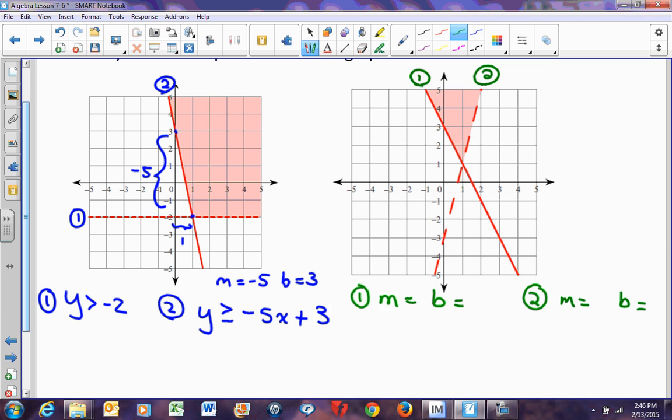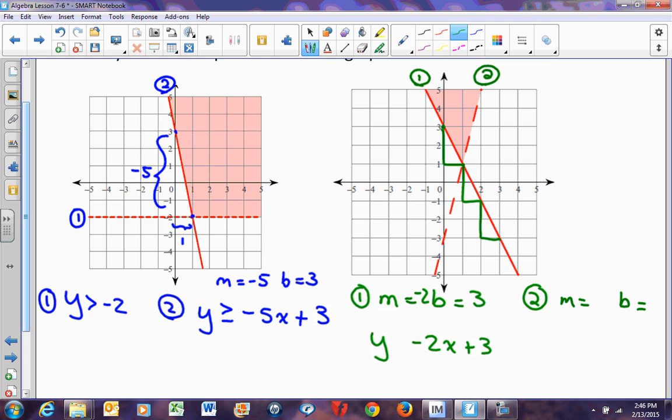In equation 1, my solid line. If I look at this, I can see that it's going down 2, right 1, down 2, right 1, down 2, right 1. So my slope is -2 over 1. My y-intercept is at 3. So I have y, I'll leave it blank, -2x plus 3.